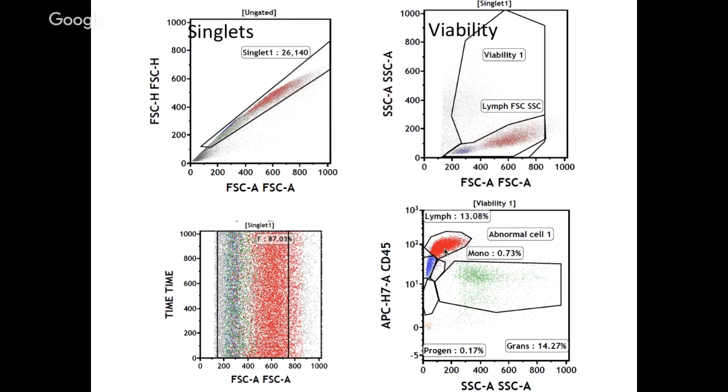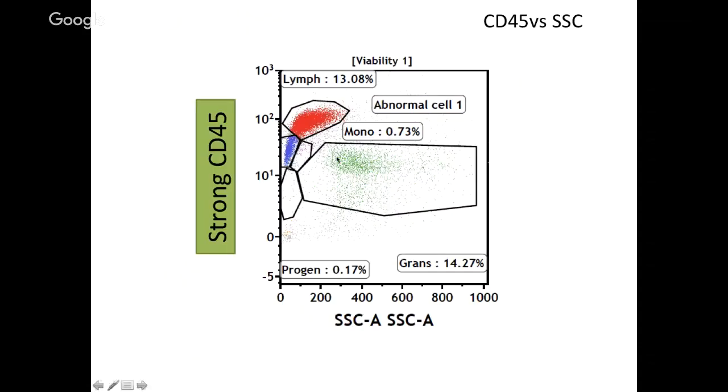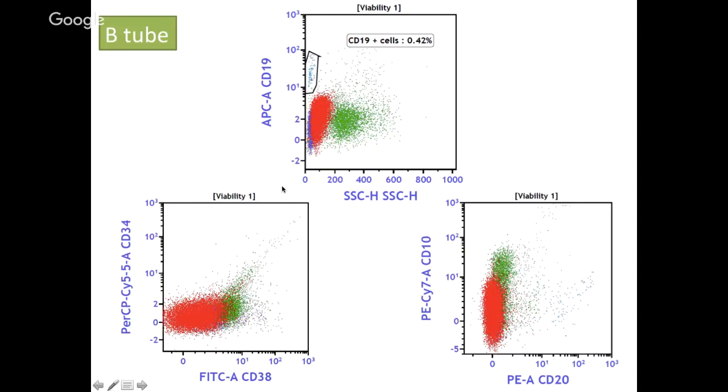The red dots. So let's study what are the red events and what are the blue events. Are these cells of interest or these are the cells of interest? Because this is the area of lymphocytes and monocytes. And this is the area of lymphocytes or maybe progenitors. Actually, this is the main area for progenitors.